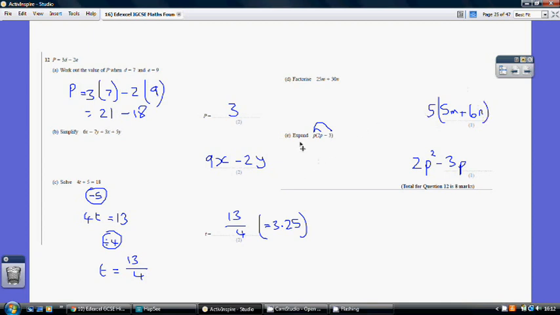Now part E, expanding this is when we get rid of the brackets by using the claw method. So we start off with this first clause, P times 2P. So P times 2 times P, or if you like, 2 times P times P. P times P is P squared, and it's 2 lots of that. So that's 2P squared. Then we're taking away P times 3, or 3 times P, which is 3P.